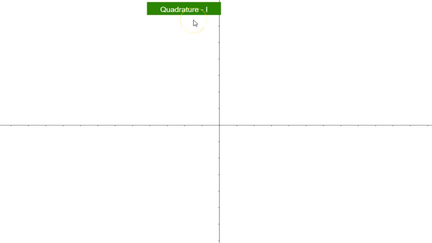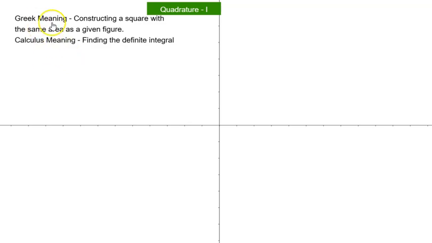Let us look at the quadrature. Now, what does that mean? The ancient Greek meaning is constructing a square with the same area as a given figure. Whereas in calculus, it means finding the definite integral.